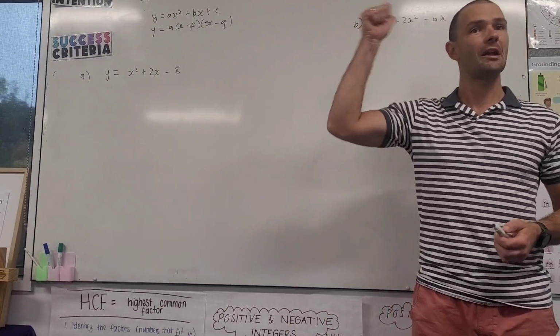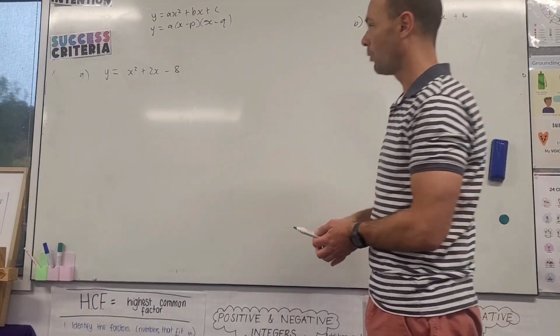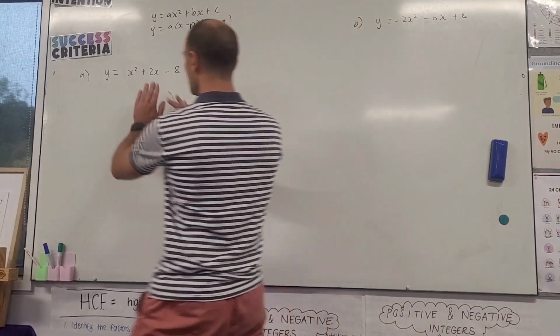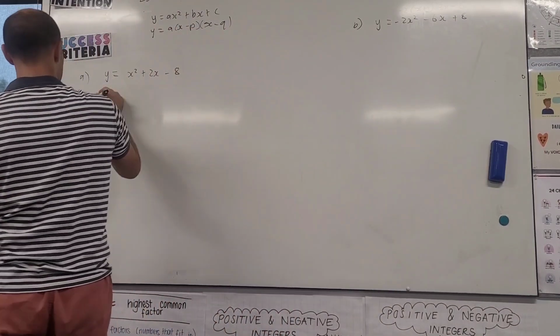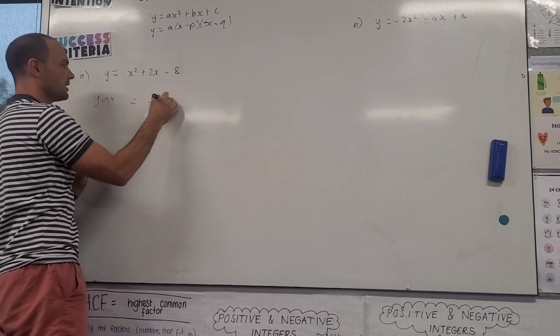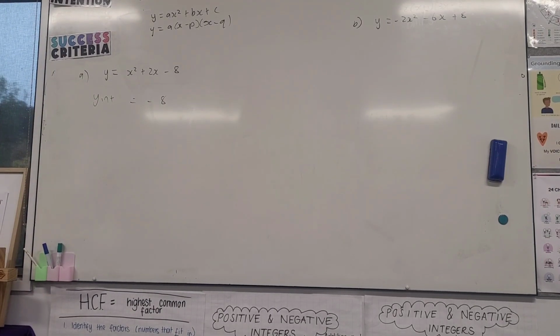Step 1 says identify the y-intercept. This is really easy in general form because the y-intercept occurs when x is 0. So the y-intercept for our first question here is -8. Step 1 complete. We identified the y-intercept.